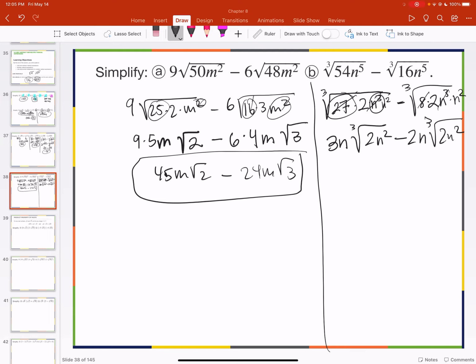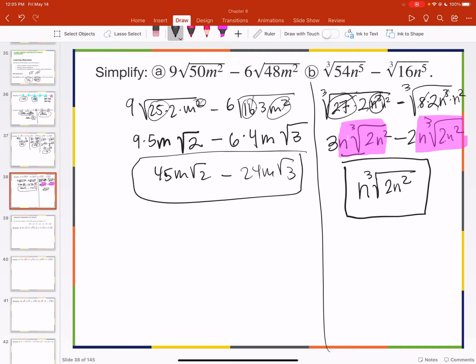So combining, this part here is exactly the same as this part, right? So we can combine like terms. 3 minus 2 is 1. So your final answer is n cube root of 2n squared. Remember that there's always a 1, it's just we don't write it every time. So if you see nothing in front of the variable, that means that there's a 1 there.